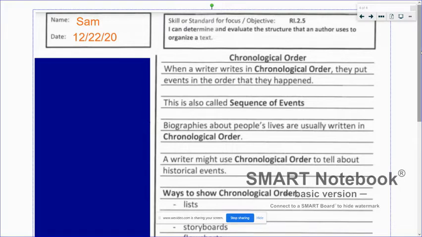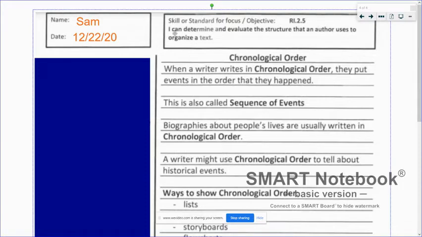And we've been working on text structure for a few weeks now. You learned about compare and contrast, problem and solution, cause and effect, and the final text structure today is chronological order. And you need to be able to read something and determine which of those text structures it has been organized in. So let's look at this final one.